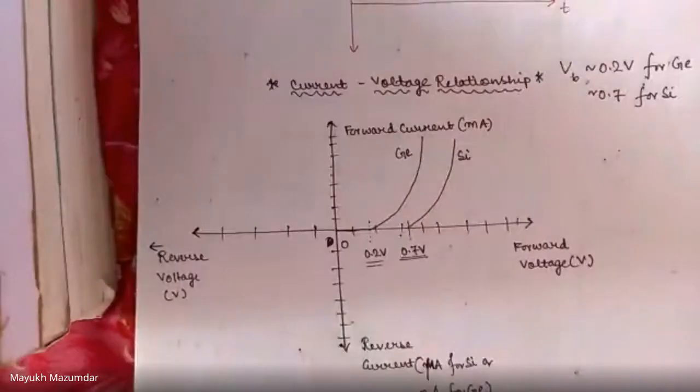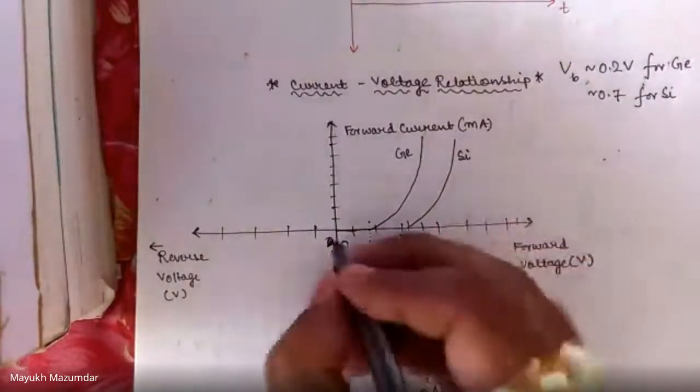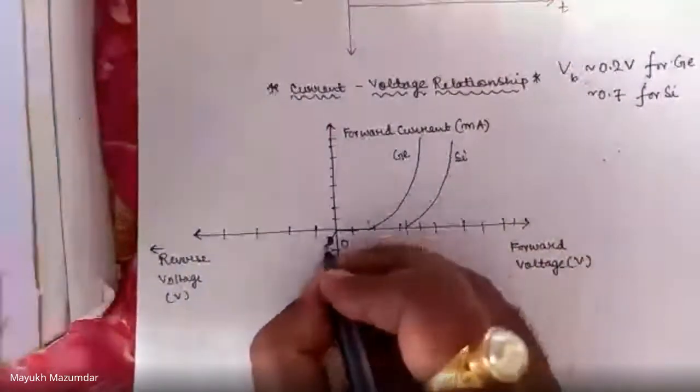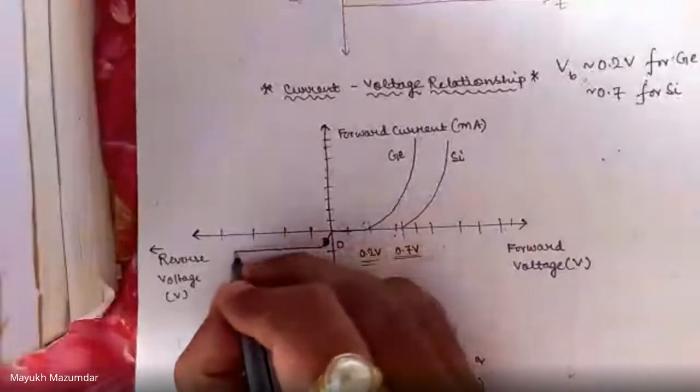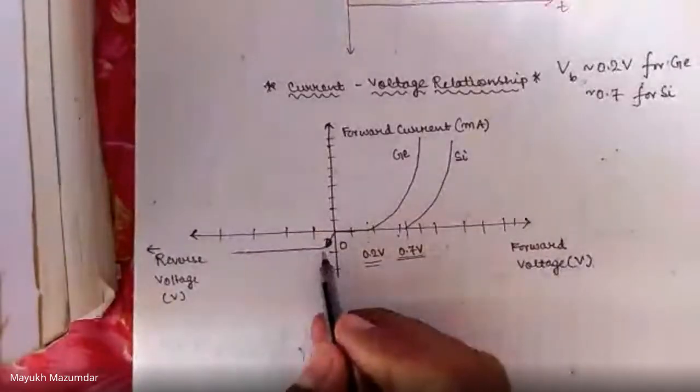And in the reverse direction, what happens? The current is like this. See, it is constant, isn't it? After this point, we say it saturates. Okay, so got it?